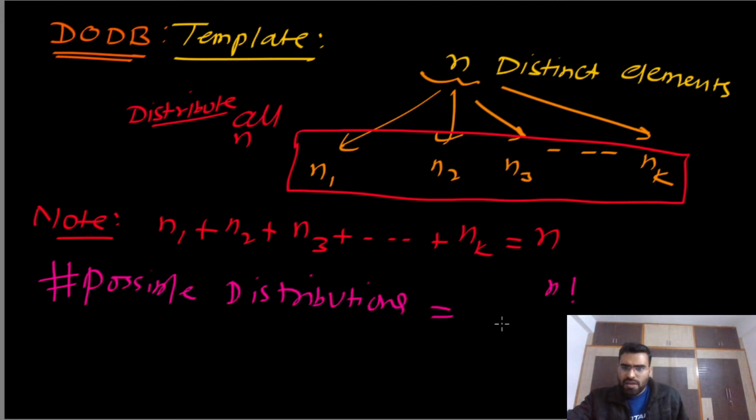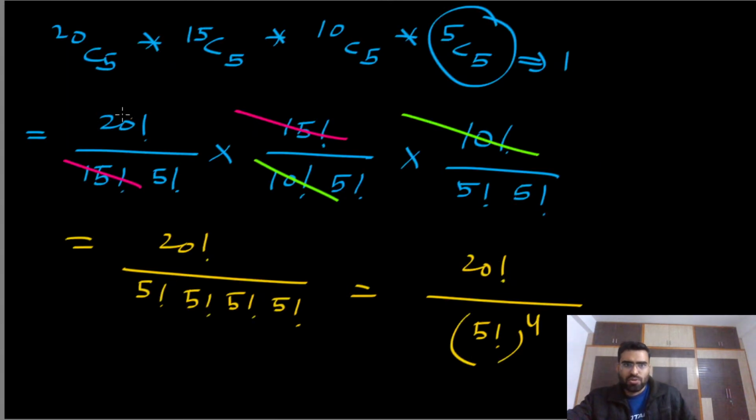That is equal to n factorial divided by n1 factorial, n2 factorial, n3 factorial, and so on, nk factorial. So this is the formula that you can apply. Actually, this formula comes from this logic, you can notice. Here, this is your n factorial, and every n1, this is your 5 factorial whole square.